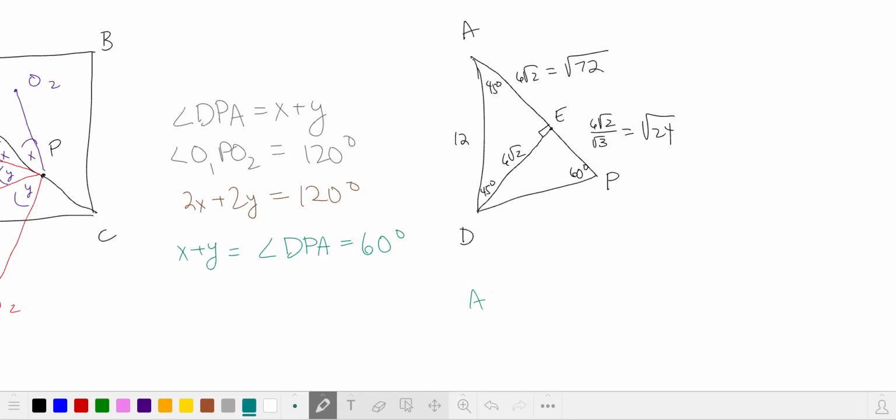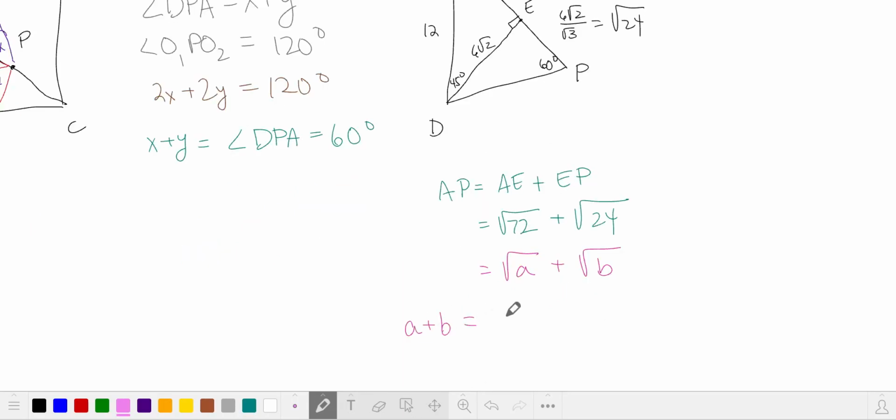So now we can find the distance from A to P. It's AE plus EP. That's root 72 plus root 24. The problem asks for A plus B, and our answer is 96.